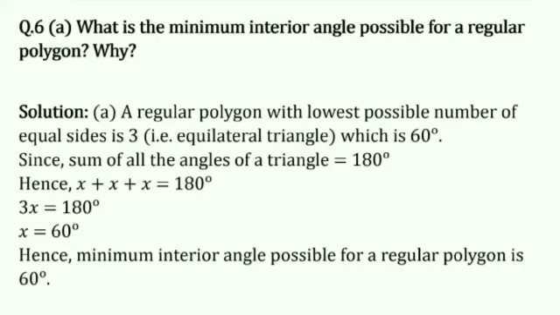Suppose the angle is x, then x plus x plus x is equal to 180 degrees. So the value of x is equal to 60 degrees. So the minimum interior angle possible for a regular polygon is 60 degrees.